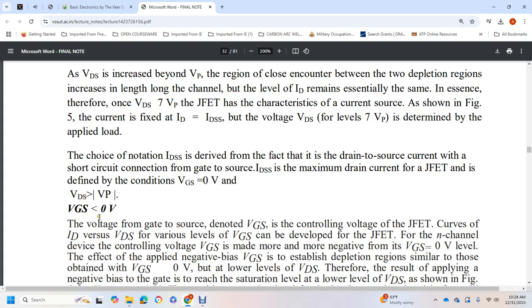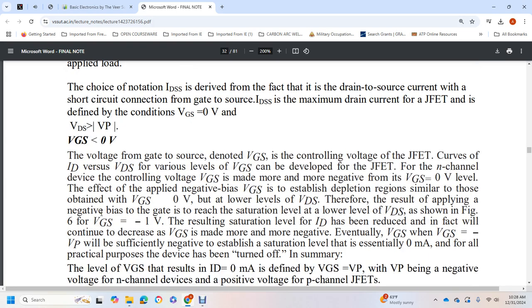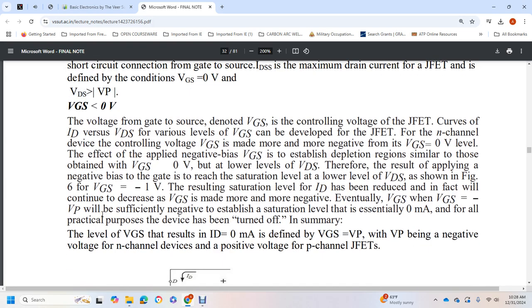VGS is less than 0 volts. The gate-source voltage VGS is the controlling voltage of the junction field effect transistor. The curves of drain current versus drain-source voltage for various levels of gate-source voltage are developed by the junction field effect transistor. The N channel can control the drain current through VGS, becoming more negative than the 0 volt level.